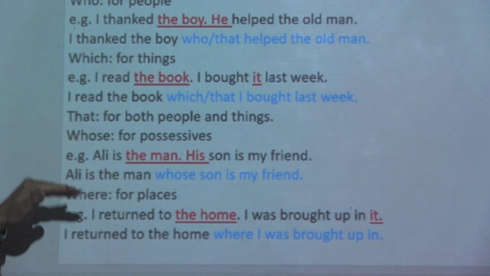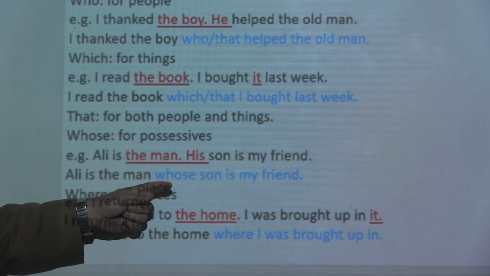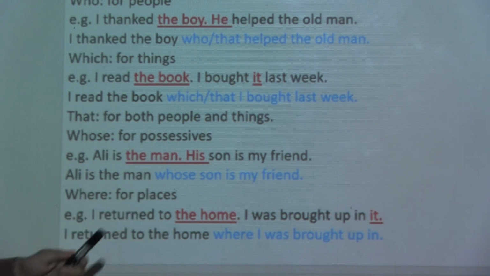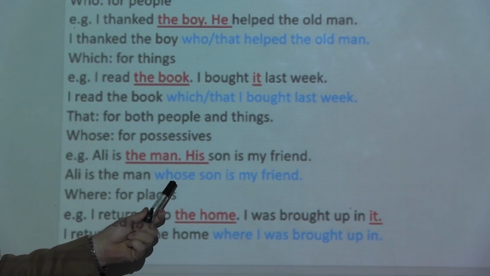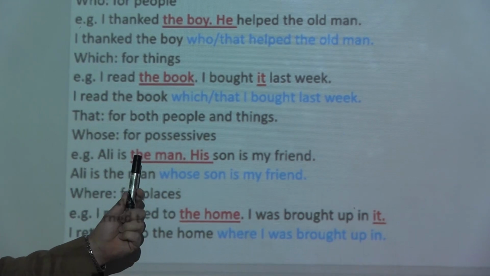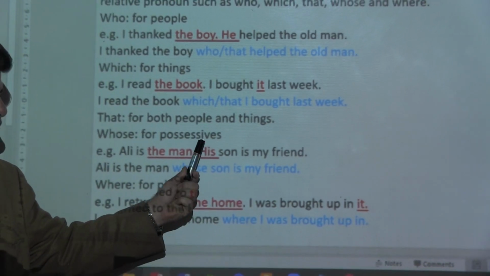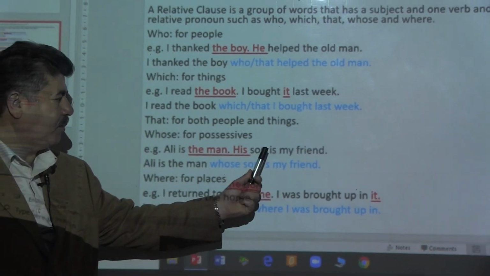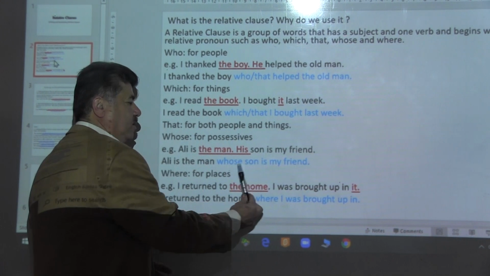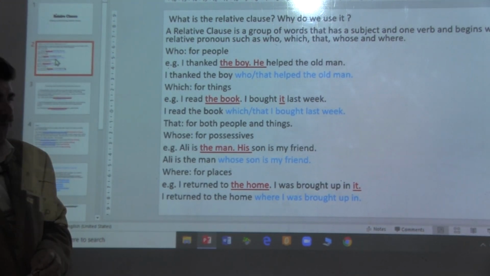I use "whose" instead of "who" or "the". "Ali is the man." Now I delete "his" and I replace it with the relative pronoun "whose son". All possessive pronouns have to be followed by nouns. "Ali is the man whose son is my friend." I delete "his" and I complete the sentence. Now here, from "whose son" to the end, this is called a relative clause.